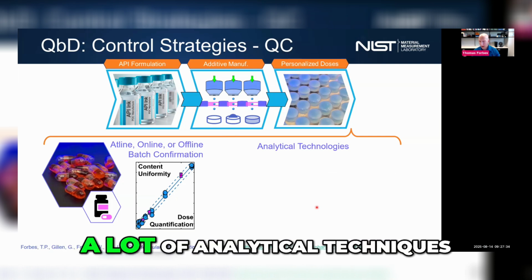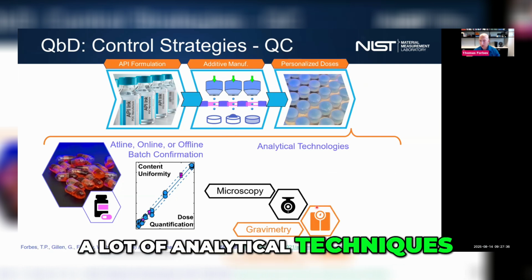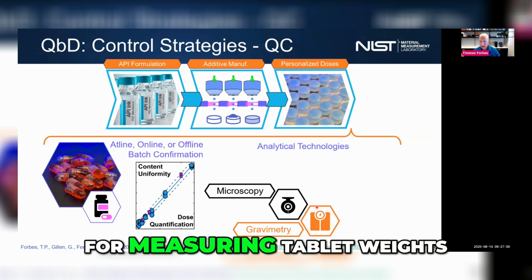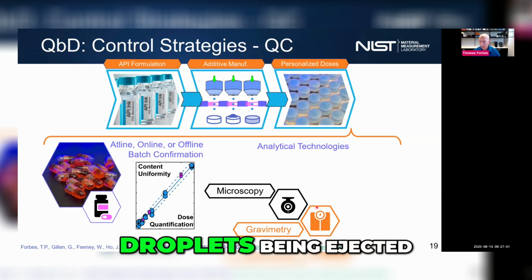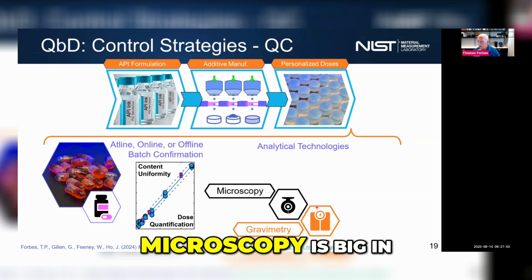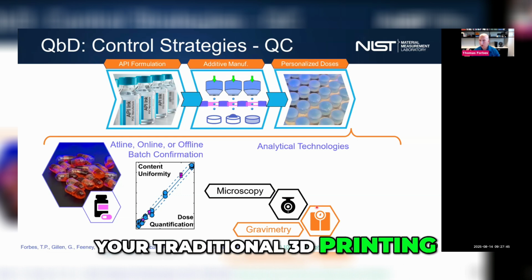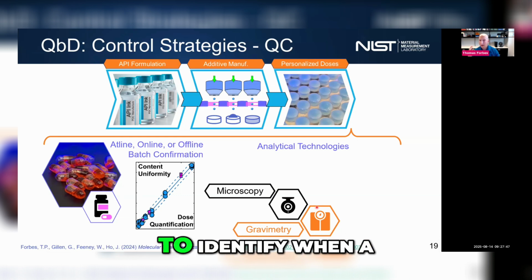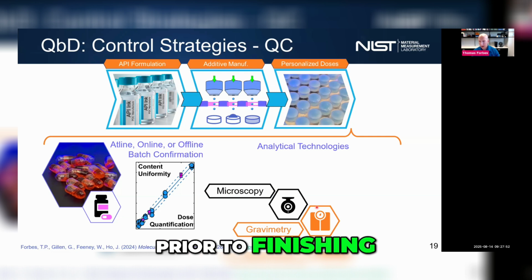And so there are a lot of analytical techniques. You can use gravimetry for measuring tablet weights. You can actually measure droplets being ejected. Microscopy is big in your traditional 3D printing. So can you use machine learning or AI to identify when a print is going bad prior to finishing?